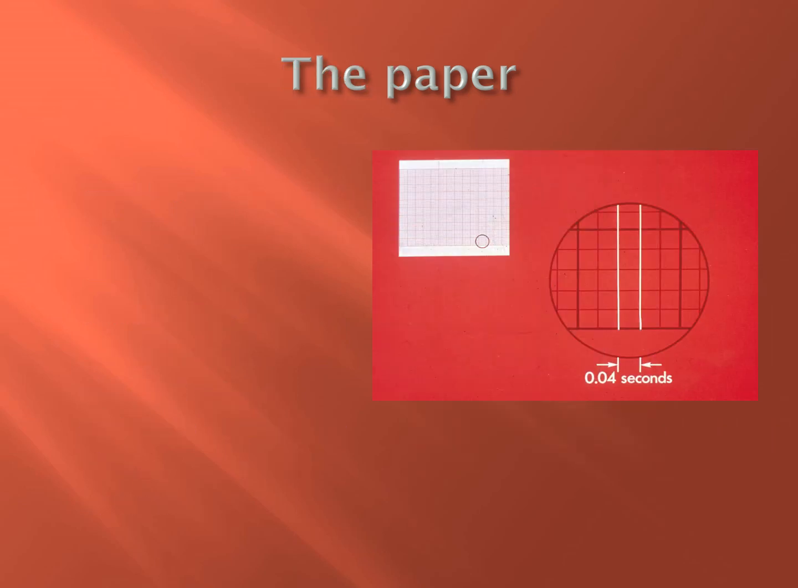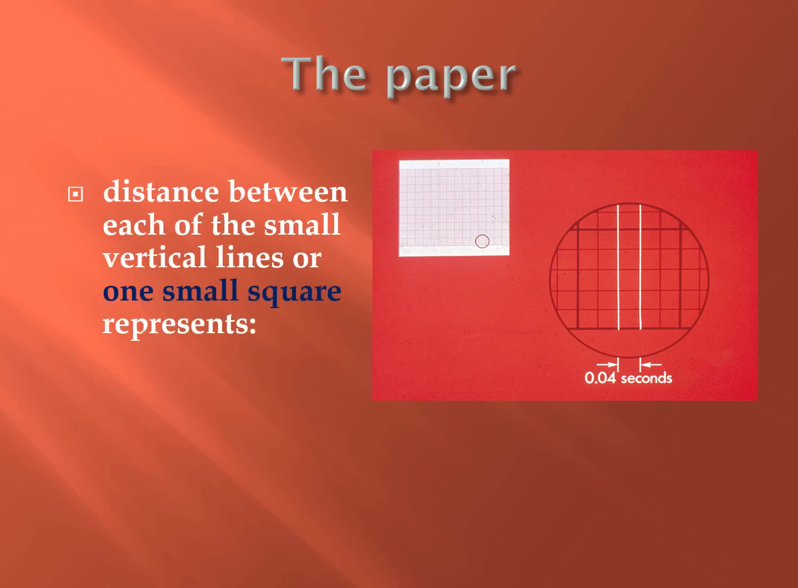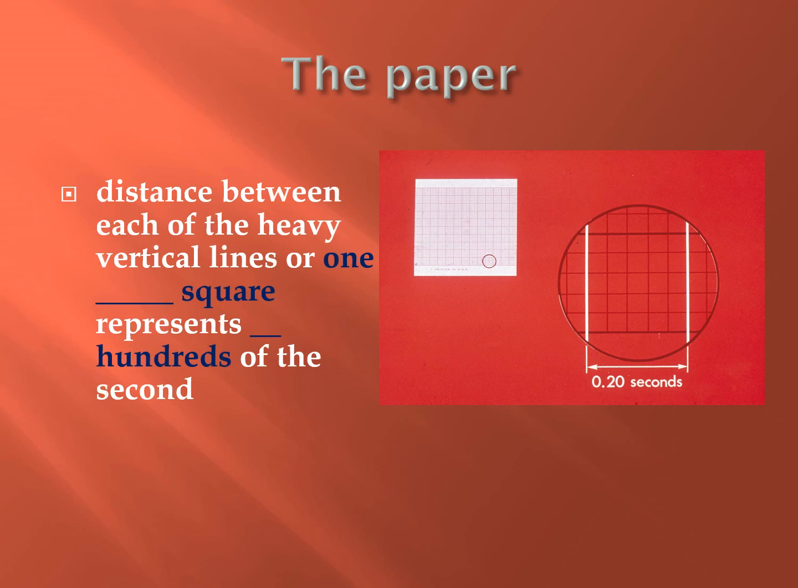When we're looking at EKG paper, one of the first things we look at is the distance between each of the small vertical lines, or one small square, which represents 0.04 seconds, or 4 hundredths of a second. The distance between each heavy vertical line, or one large square, represents 0.20 seconds, or 20 hundredths of a second.